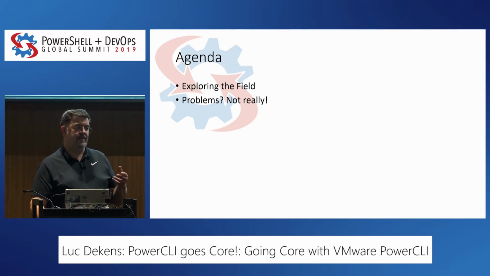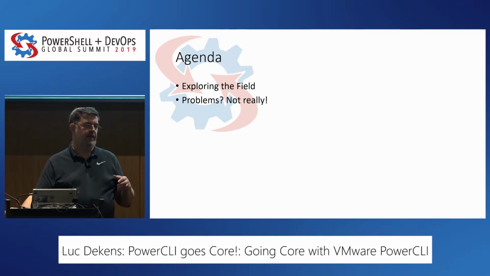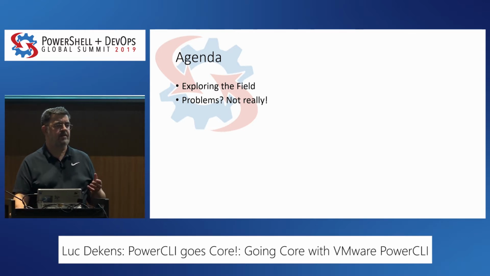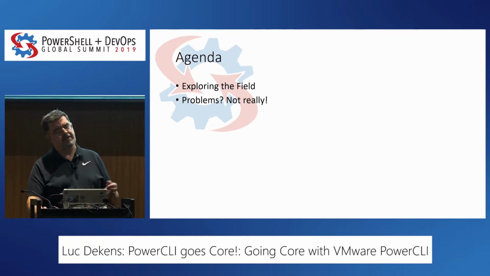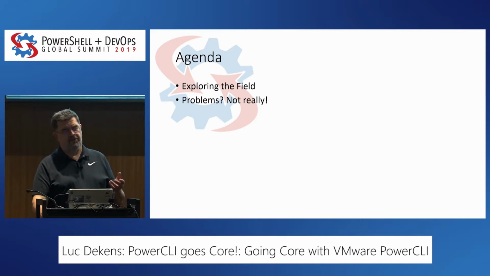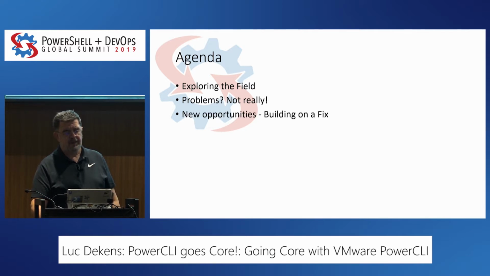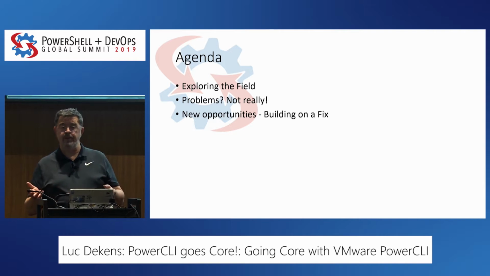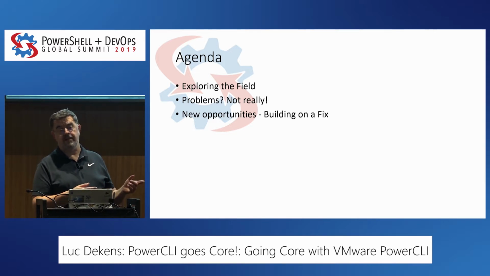Some people might see that there are some problems when you start using PowerCLI running on PowerShell core, but in fact there aren't. There are a few that you can't avoid at this point, but the majority of those you can bypass one way or the other, and that's some of the things I'm going to show you. Now, the fact that you're running on core also gives you new opportunities. I'll show you one example that I implemented based on running PowerCLI on PowerShell core.